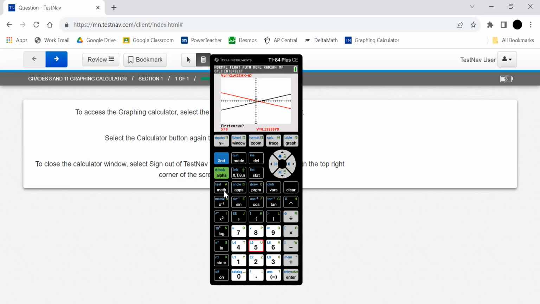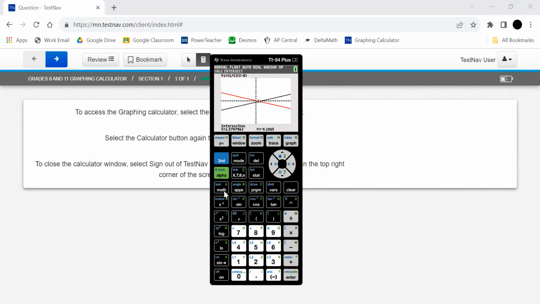It'll say first curve. You can see the cursor's on the red line. Just hit enter at any point to the left of where they intersect. It'll say second curve. Scroll a ways over to the right, so you are to the right of where they intersect. Hit enter. Then it'll say guess, hit enter again. And it will give you the intersection point that we were looking for.